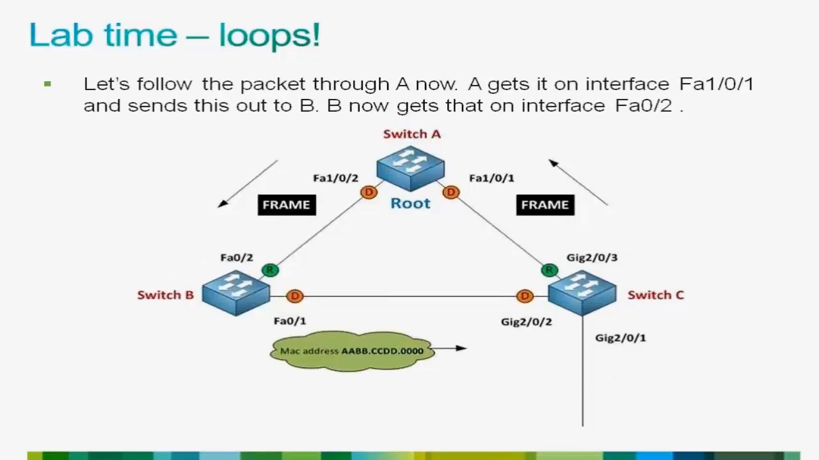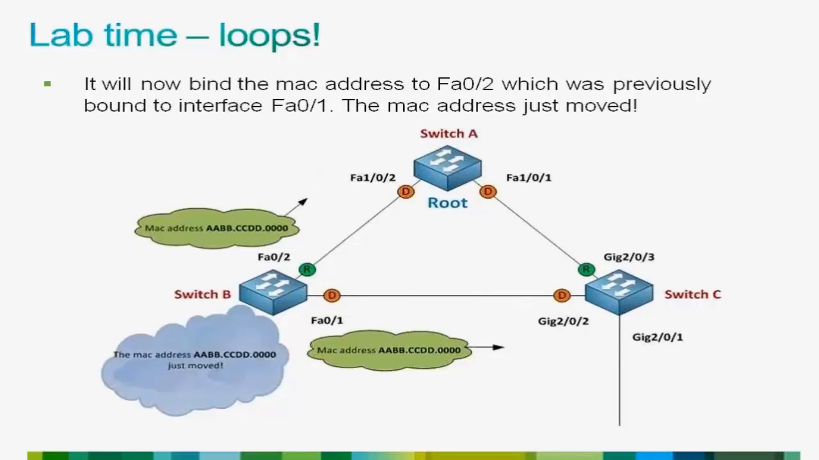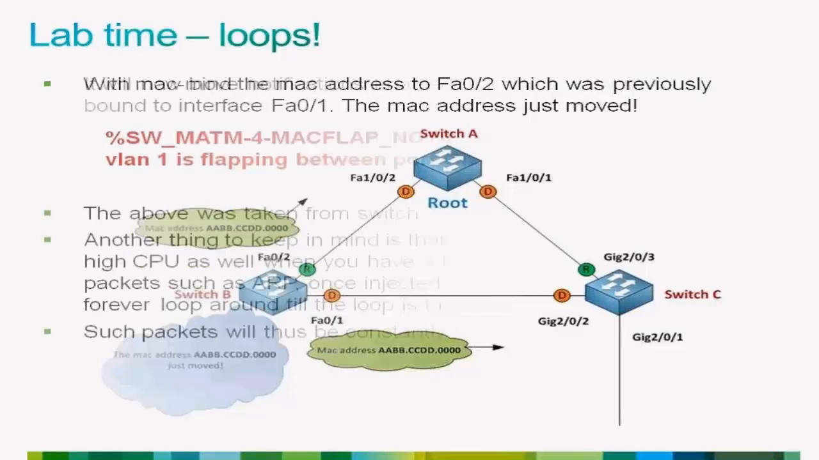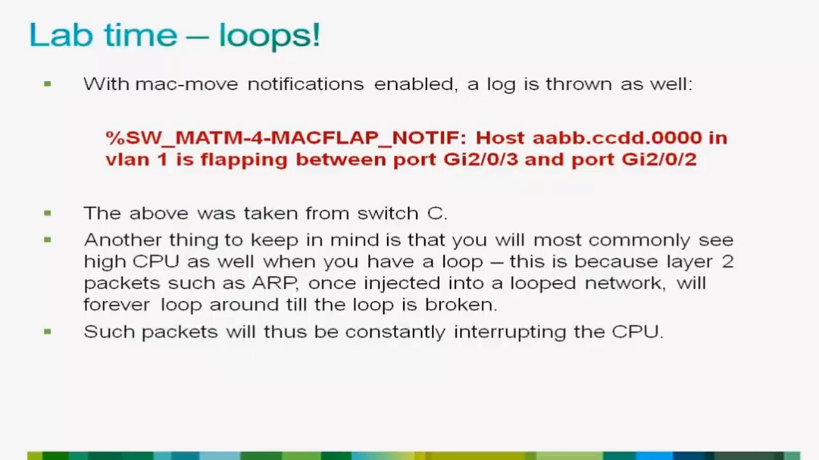This is the path of the frame that I've explained, and then I'm learning it on FA02, and of course the switch realizes that the MAC just moved from interface FA01 to FA02 on VLAN 1, and it reports exactly that to you as a log. This is the log message that you get. It tells you the exact MAC address that is moving, which VLAN it is moving in, and which ports it is moving between.